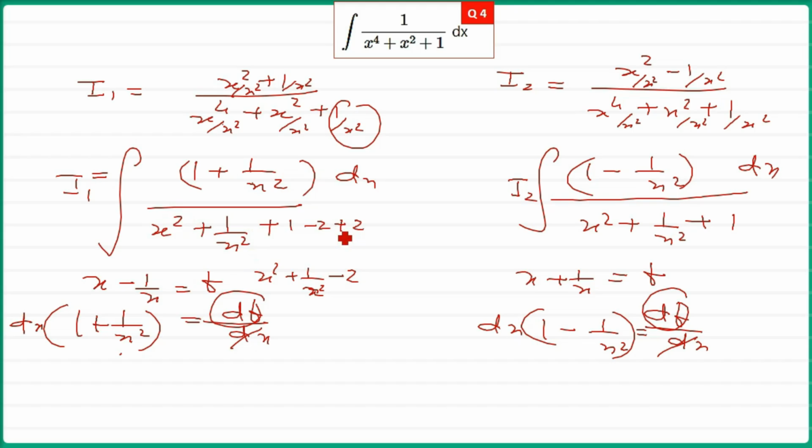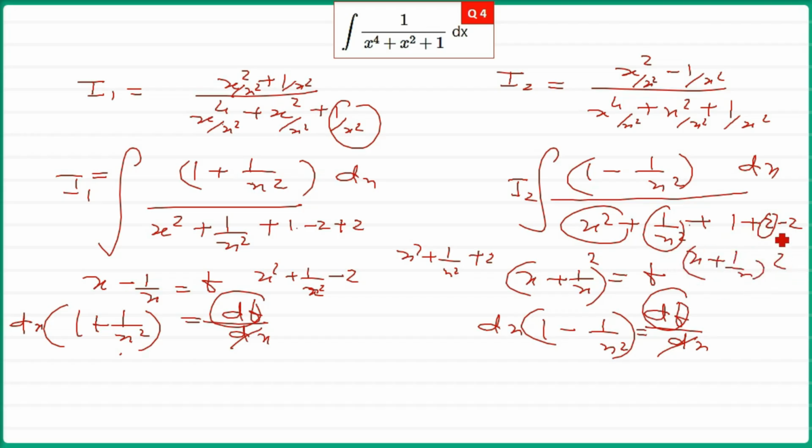But you can take this x square plus 1 by x square minus 2 as x minus 1 by x whole square. In the second case, if you put x plus 1 by x whole square, if you try to find out the value, it will be x square plus 1 by x square plus 2. Just add a 2 and subtract a 2. Don't worry about any other thing. Now x square plus 1 by x square plus 2 will form x plus 1 by x whole square.